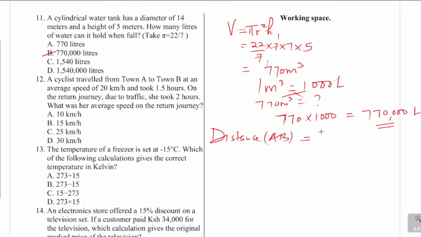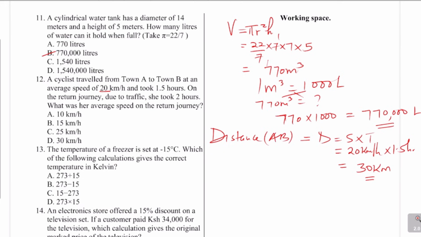How do you get distance? Distance is given by speed times time taken. So when you use the speed she used, 20 kilometers per hour, and multiply by 1.5 hours, we shall get the distance between A and B. When you multiply these, you will get 30 kilometers. So that is the distance, and that is the same distance from B to A.